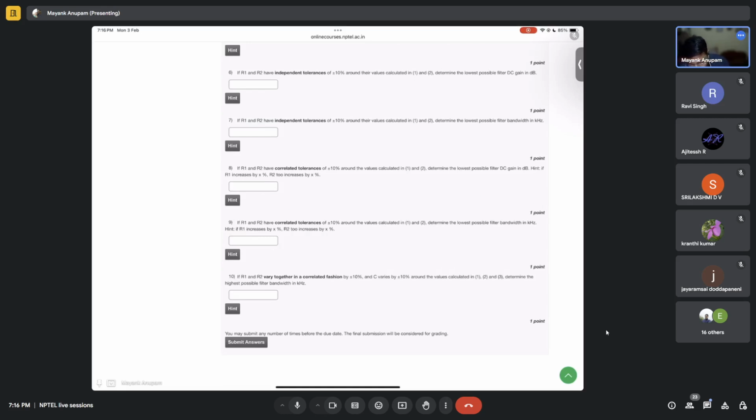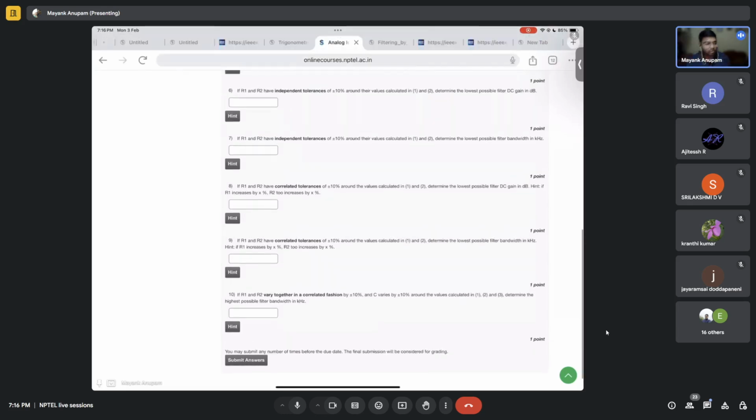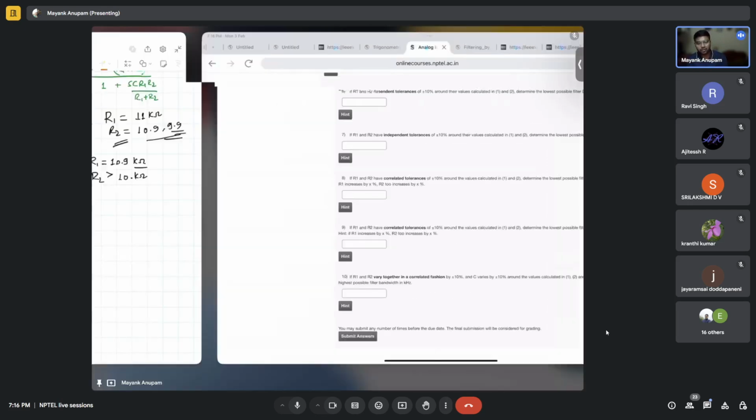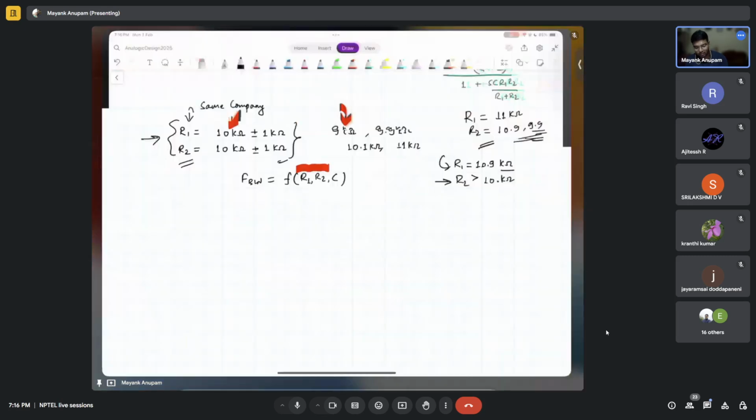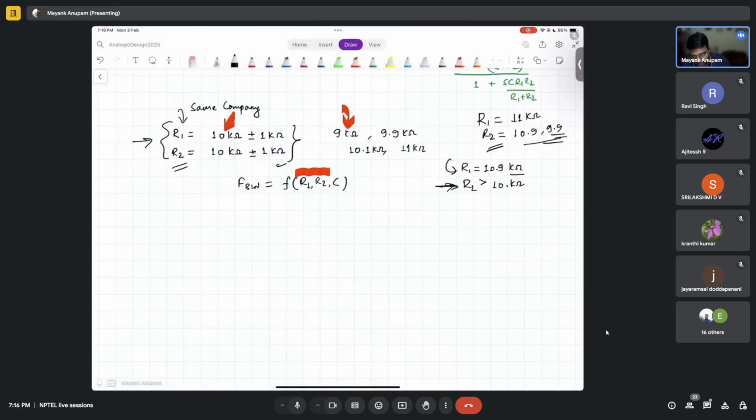But in general, correlated tolerance doesn't mean this. In general, whatever is written here in the hint is not true. It is true for this particular case. In general, correlated means that by looking at one, you can say something about the other. That is correlation.